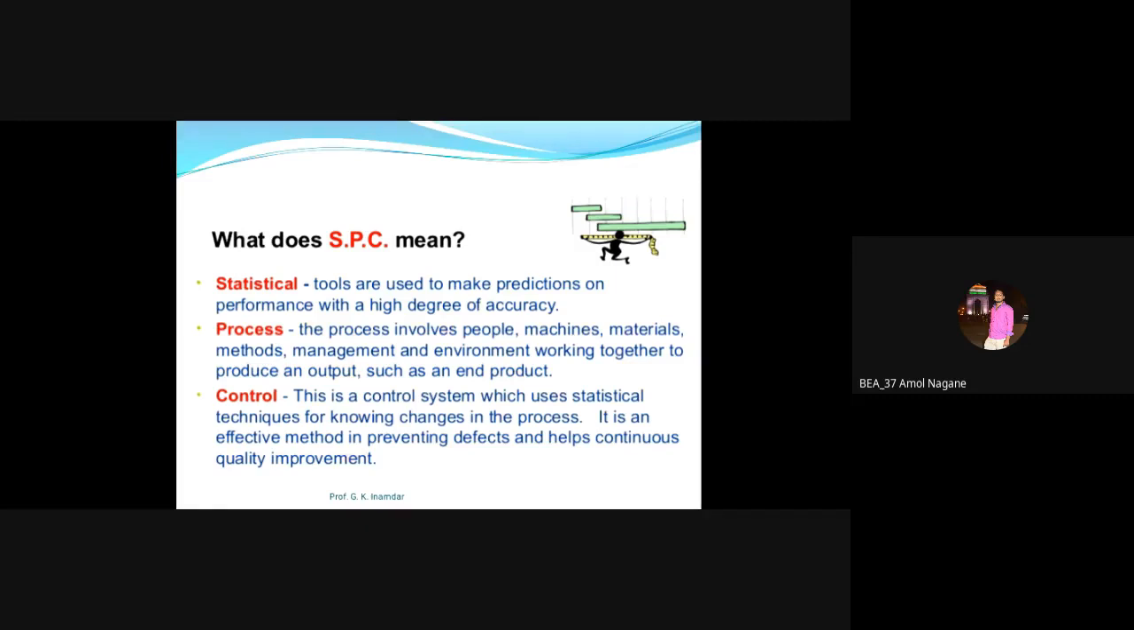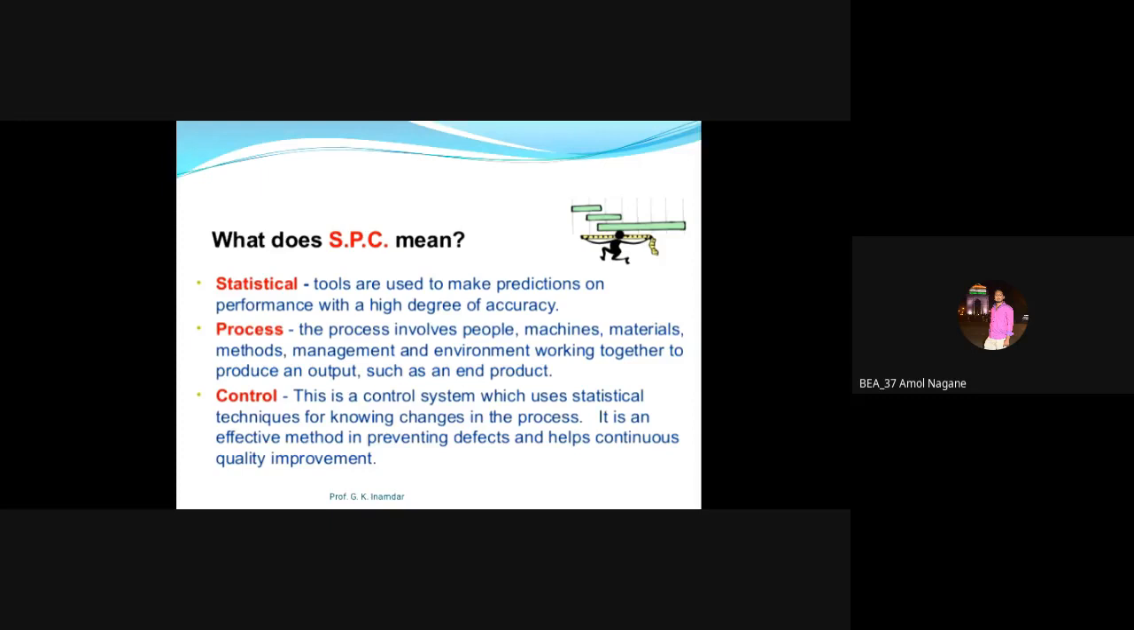Now the process involves people, machines, materials, methods, management, and environment working together to produce an output such as an end product. A process is nothing but the entire schedule or entire area of that work, work of production or maybe service. Control: this is a control system which uses statistical techniques for knowing changes in the process. It is an effective method in preventing defects and helps continuous quality improvement. So we can take an analysis of that particular product or service. Controlling is also very important.